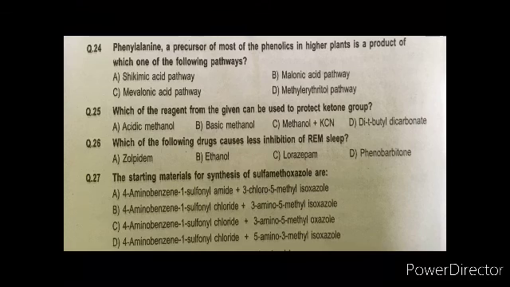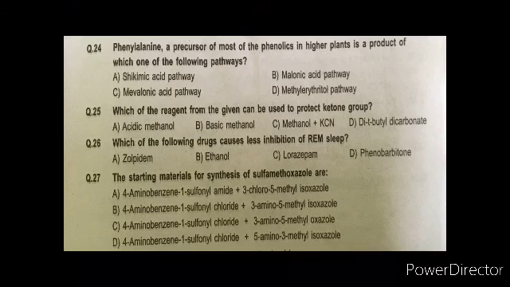So the first question is: phenylalanine, the precursor of most of the phenolics in the higher plants, is the product of which of the following pathways? Shikimic acid, malonic acid pathway, or mevalonic acid or methyl erythritol pathway. Next question is: which of the reagent can be used to protect the ketone group? Acidic methanol, basic methanol, methanol plus KCN, or dietherbutyl dicarbonate.